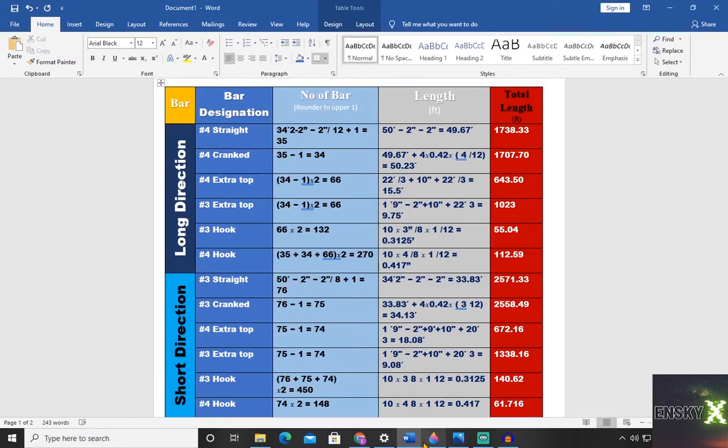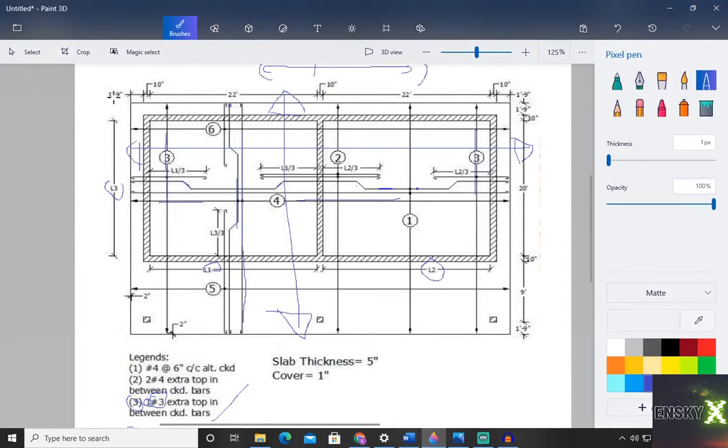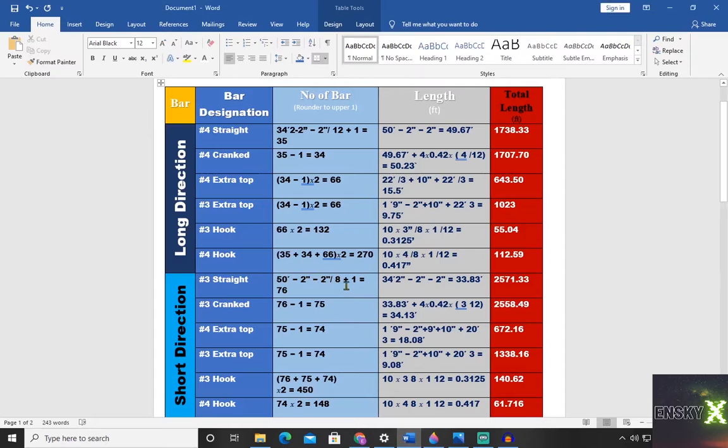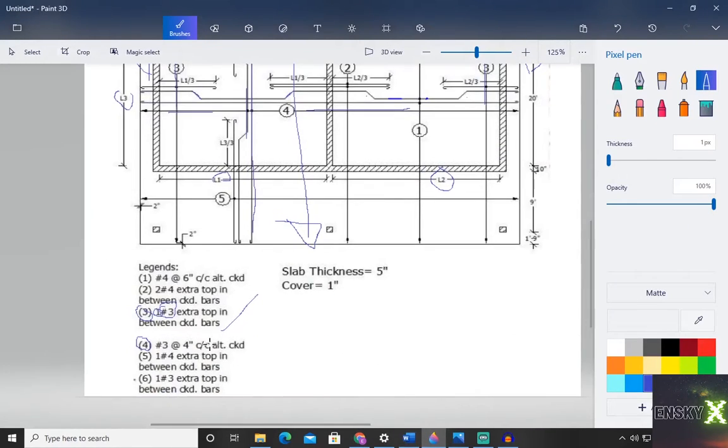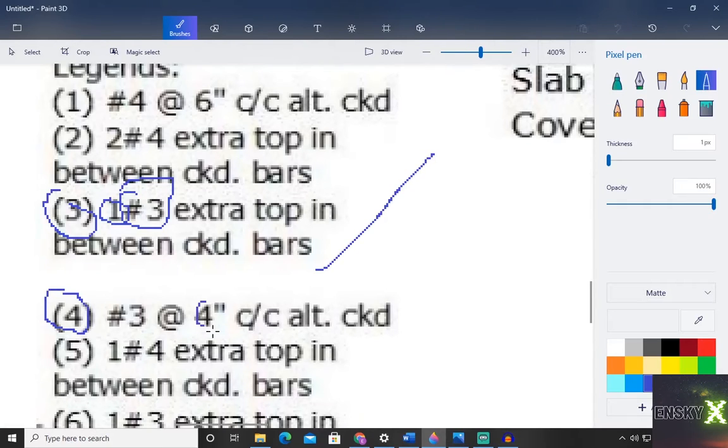So again we have 50 feet. How do we get the 50 feet? By adding those numbers. We are getting 50 feet, then minus 4 inch from both sides because of spacing. You can see minus 2 inch, minus 2 inch. Then we are dividing by 8. Why 8? Because you can see that the spacing is 4 inch.